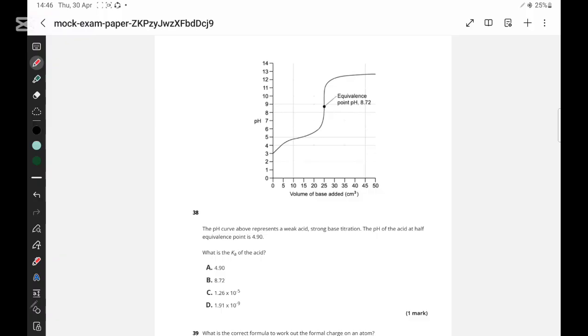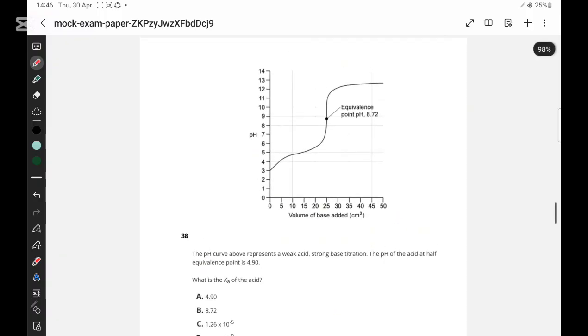So for the next question, we have been given a graph and they are saying the equivalence point is 8.72 and the pH at half equivalence point is 4.90. So at half equivalence point we know pH is equal to pKa. So the value of pKa here is going to be 4.90.